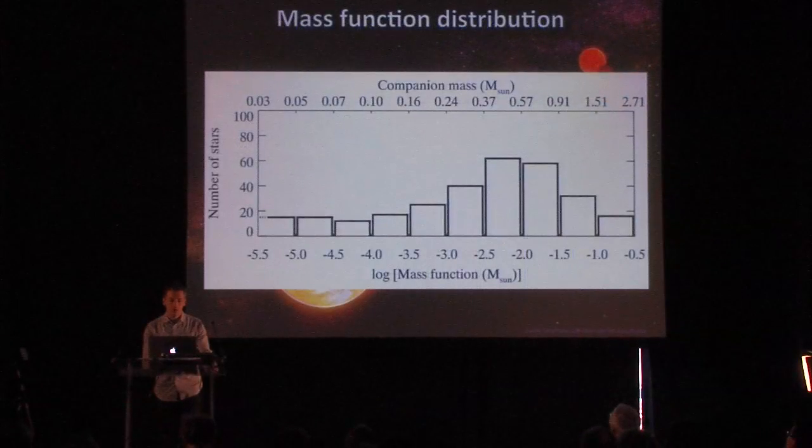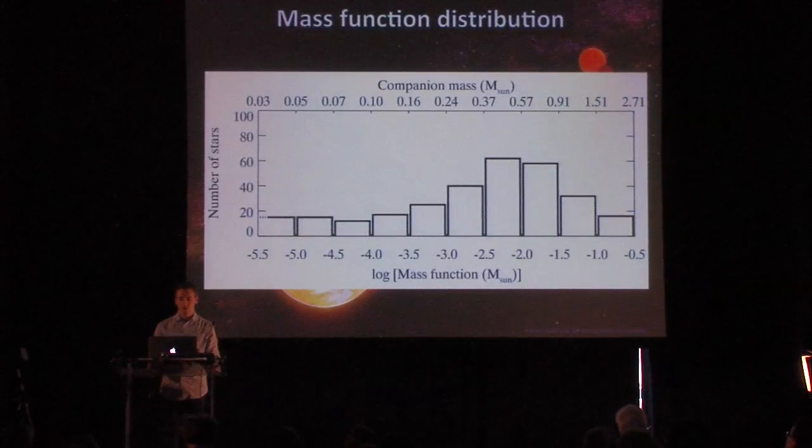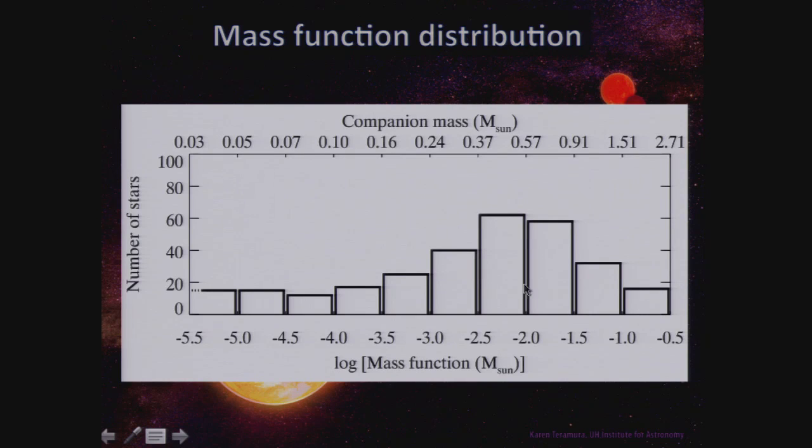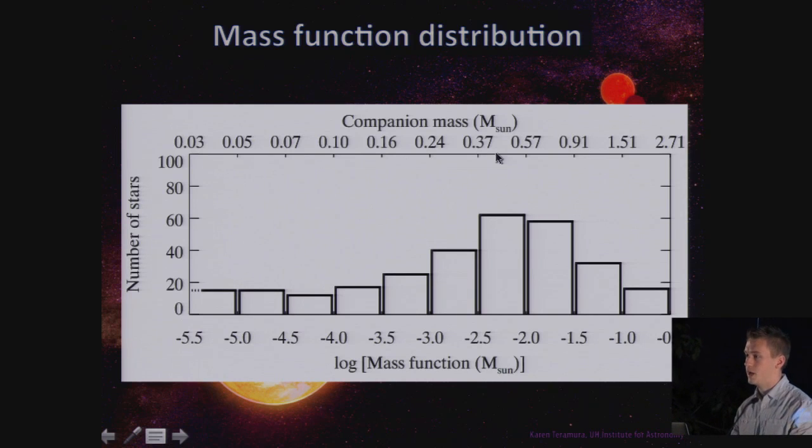Here's a plot, a histogram of the mass function distribution that I've obtained from observations of about 300 stars. Now, on the x-axis, we have the logarithm of the mass function, and on the y-axis, since it is a histogram, we just have the number of stars. But to give you a quantity you can relate to more easily, on the top axis here, we have the companion mass, if we assume the primary is 2 solar masses and the inclination angle is 45 degrees.